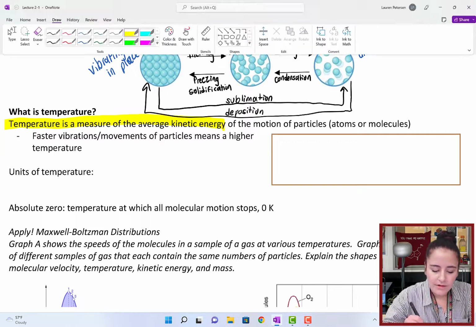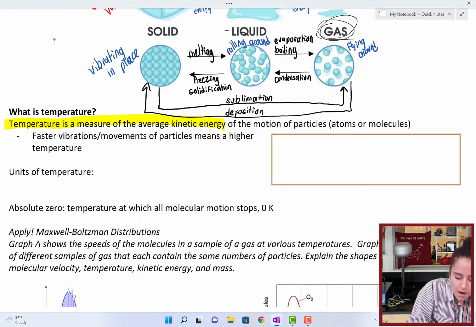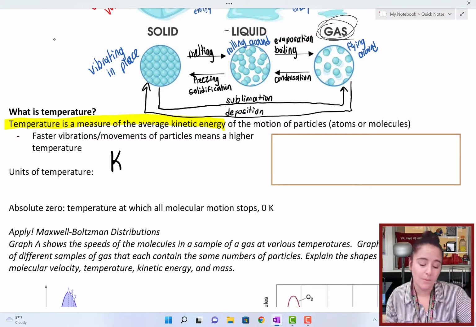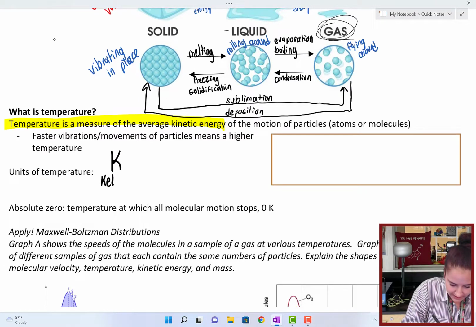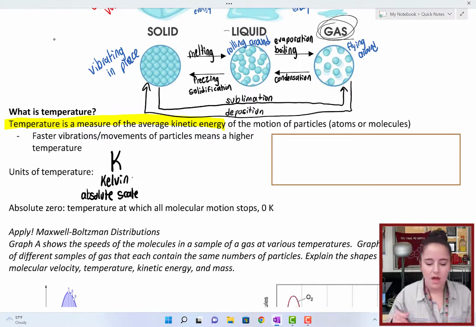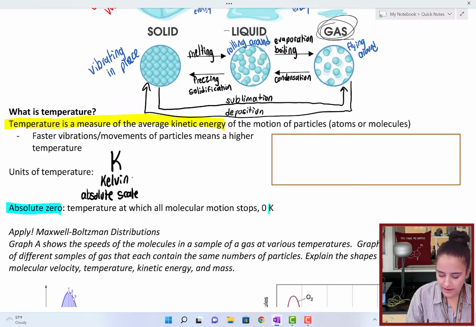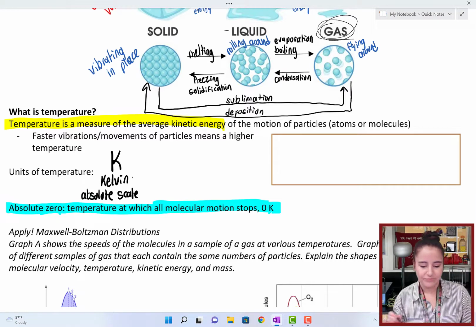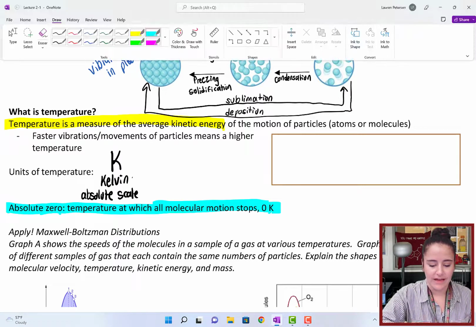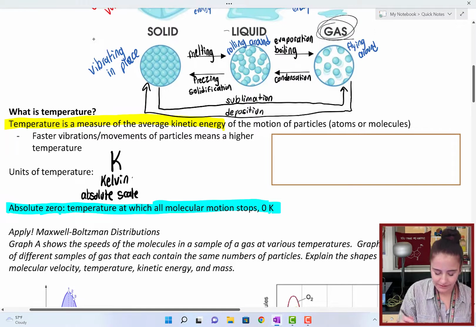The units that we use in this class, for all of our calculations and everything, we will want to be in Kelvin. Kelvin is an absolute temperature scale. It is based solely on the motions of molecules, which is cool because then absolute zero is 0 Kelvin. That's the temperature at which all molecular motion stops. So a consequence of this, if all molecular motion stops at 0, you're never going to have a negative Kelvin.